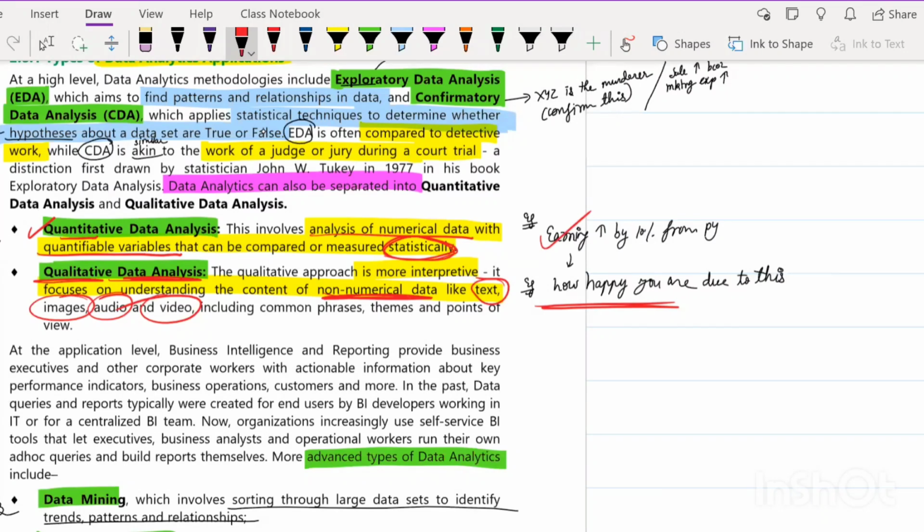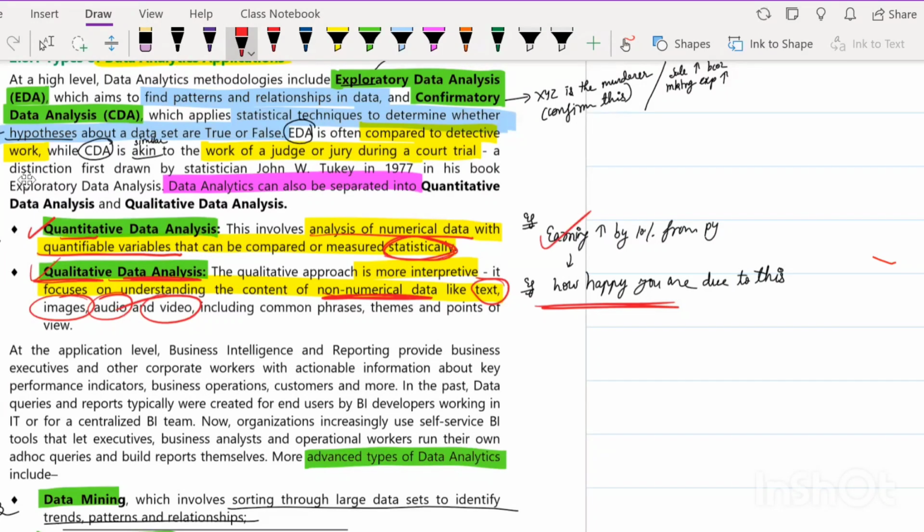What is qualitative data analysis is that there was a report which was released, I'm not sure in which country, on which people of which country are the happiest. They took a survey of around 100 or 200 countries, and they ranked each country on the basis of how happy people are there, and India was ranked about in the 140th position or something like that. So that is qualitative data analysis.